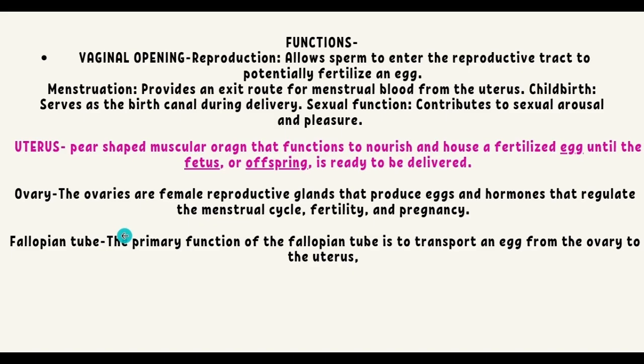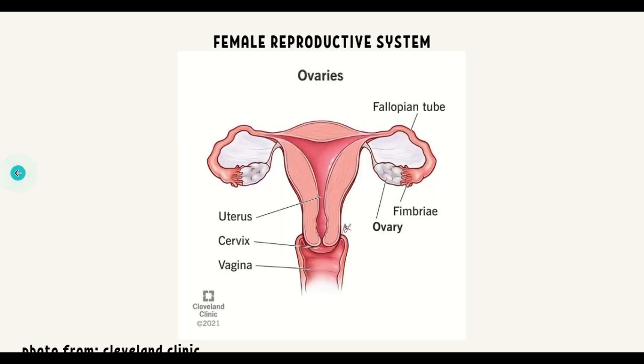And the ovaries, so basically, the ovaries are the female reproductive glands that produce the eggs and hormones that regulate the menstrual cycle, fertility, and pregnancy. And you have the fallopian tube, whose primary function is to transport an egg from the ovary to the uterus, right? So basically, the entire fertilization process would start with an egg being released from the ovary.